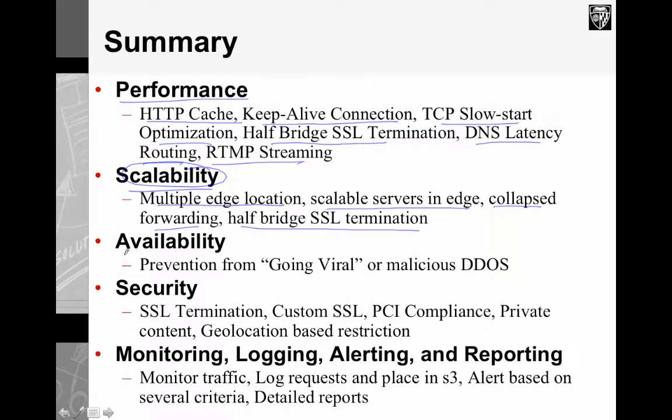In terms of availability, there are two different kinds of events that can affect the availability of your application. One is prevention from going-viral situations, where your application is being picked up by some kind of an organization or a social media campaign, and lots of people are now coming to your website, and now your site has gone viral and you have to handle the load. Or malicious DDoS attacks.